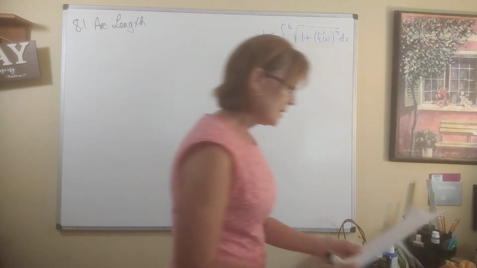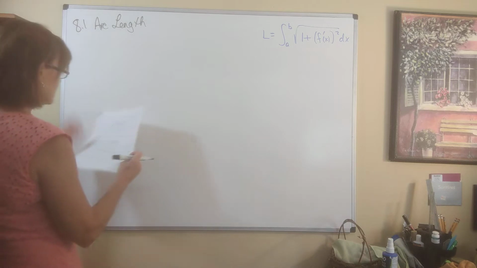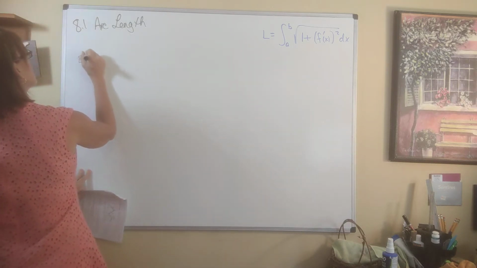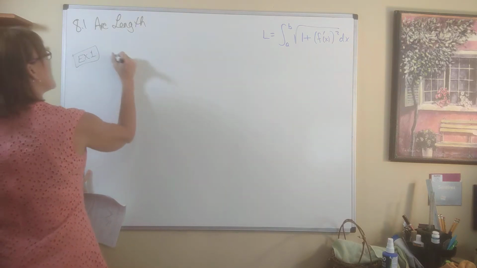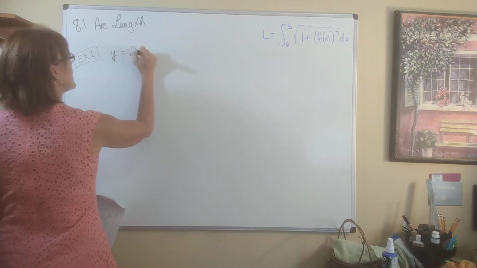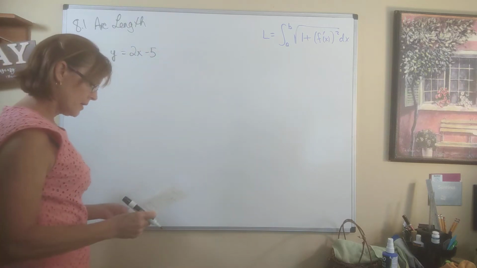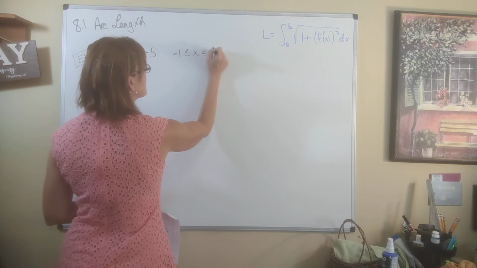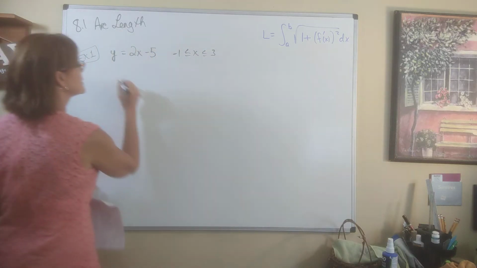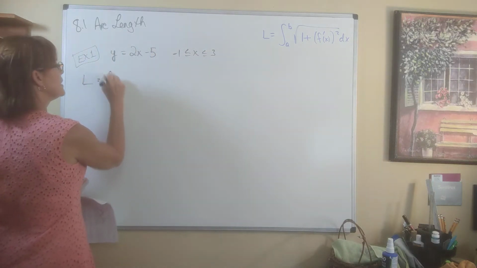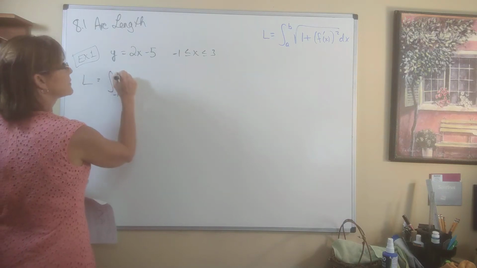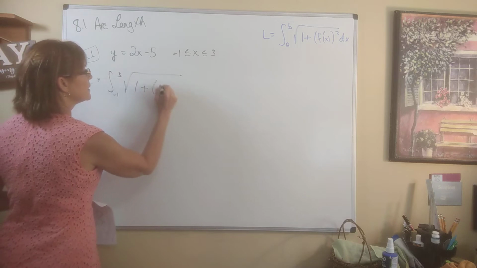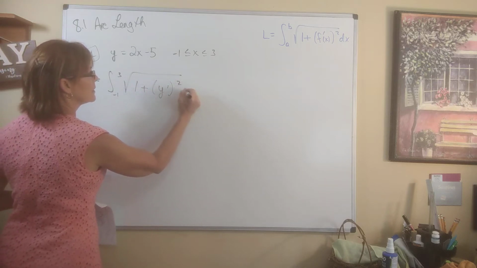Example 1 says, use the arc length formula to find the length of the curve y equals 2x minus 5 from -1 to 3. So the arc length says this: the length of the curve is equal to the integral from -1 to 3 of the square root of 1 plus y prime squared dx.